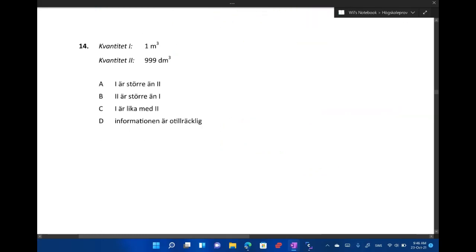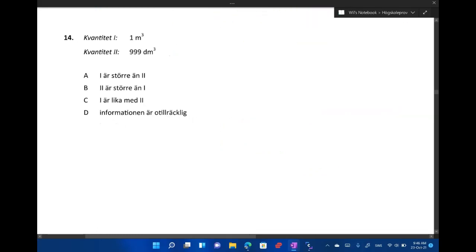Question 14. It says that quantity 1 is 1 meter cubed and quantity 2 is 999 decimeter cubed. So we need to compare the two. When you see that they're in different units, the key is to make them so that they're in the same measurement. When I see this little number here, a 3, I think of volume of a 3D shape right away. And when I think of cubed, I think of a cube.